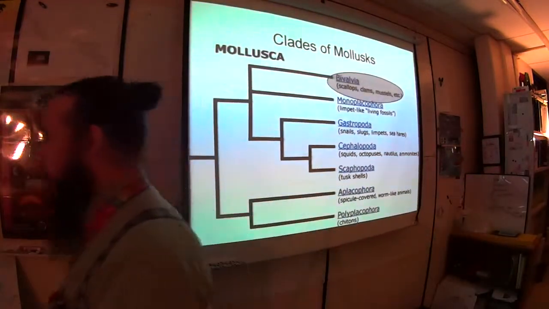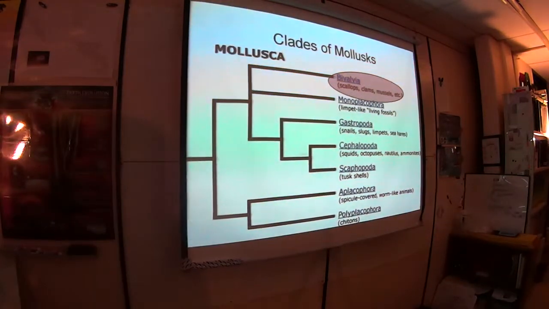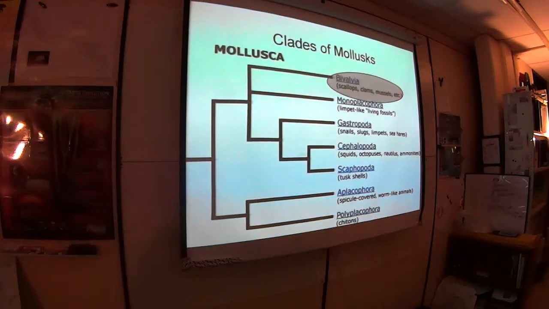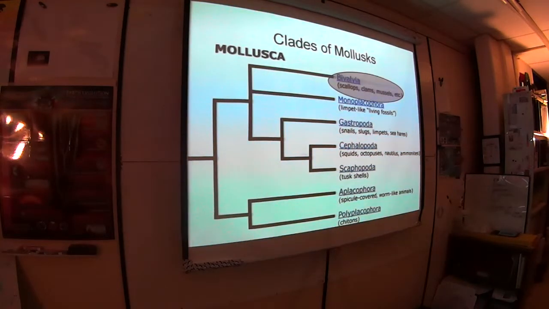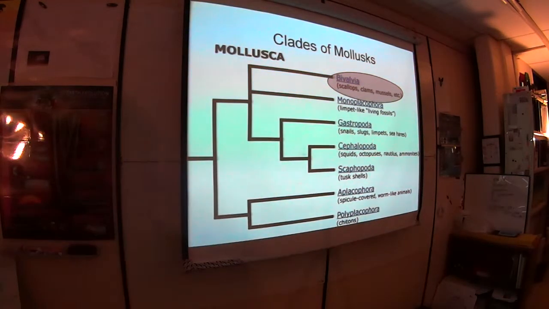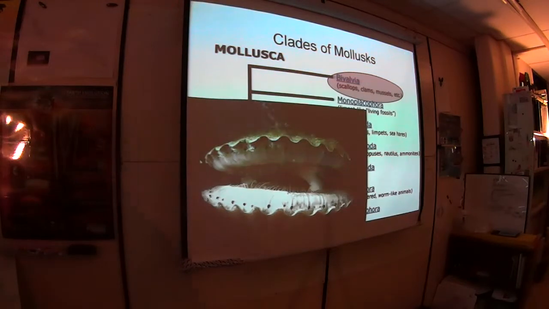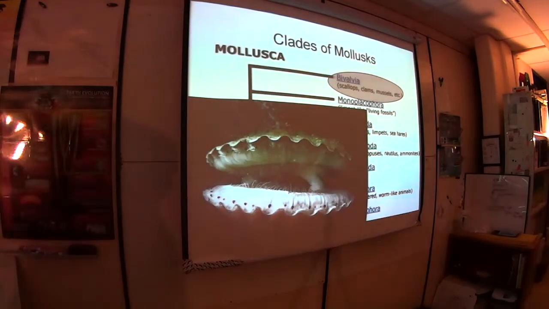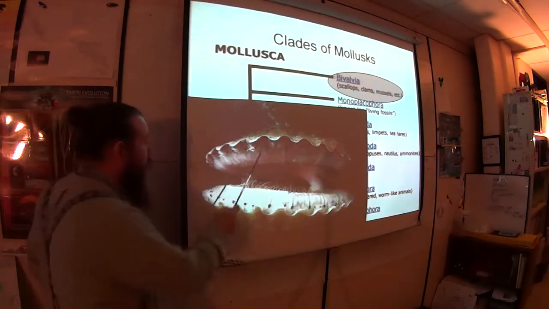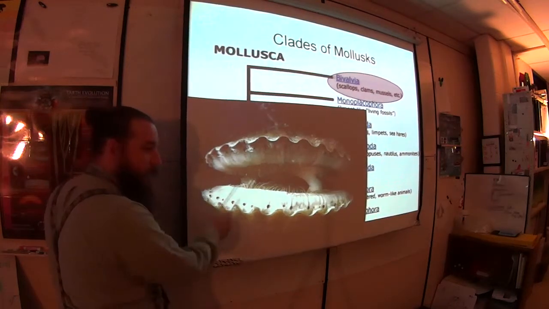Very true. Now, Polyplacophora has many pieces to the shell. How many pieces to the shells of a bivalve? Two. They're called bivalves because you can move them, right? So each half of the shell, that is a valve of the shell. Here's a picture of one. See how he has one and two valves?